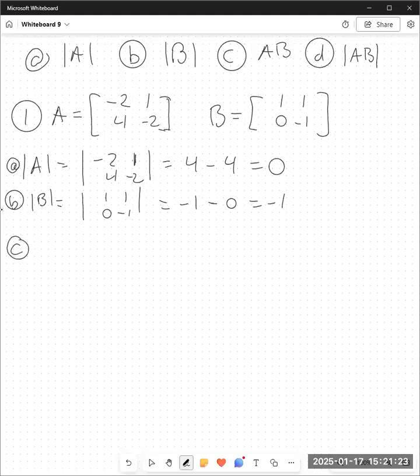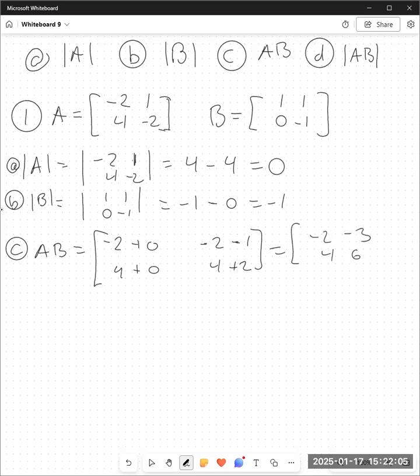Now for C, we need to go back to our rules for matrix multiplication. AB is going to be row 1, column 1 to give me the row 1, column 1 entry. That's -2 plus 0. Now row 1, column 2 is -2 minus 1. Row 2, column 1 is 4 plus 0. And row 2, column 2 is 4 plus 2. So that gives me -2, -3, 4, 6.